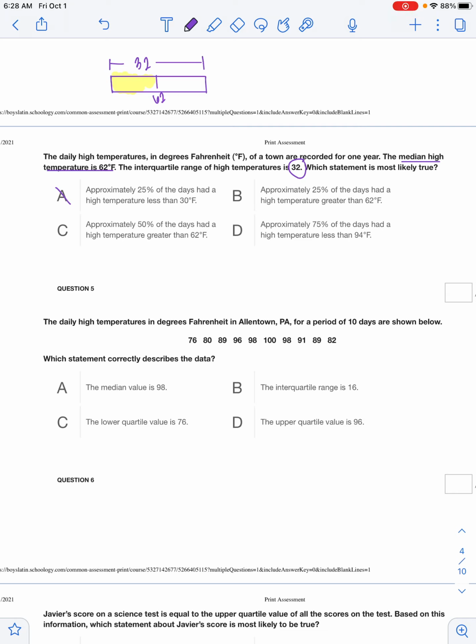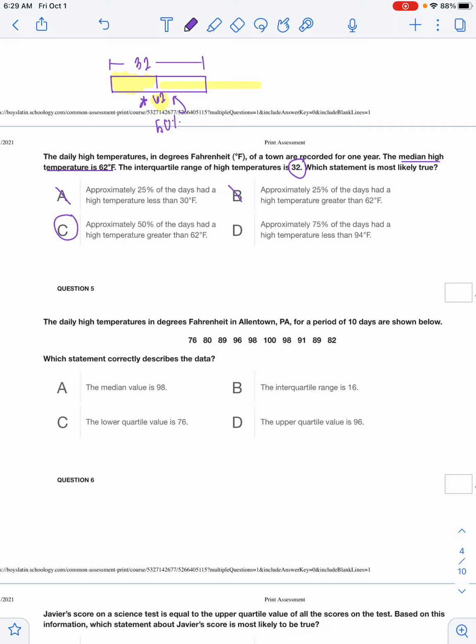B says 25% of the days had a high temperature greater than 62. Well, 62 is the median, so we know that there's way more than 25% of the data past the median because the median is the 50th percentile mark of the data, right? 62 is the 50th percentile. C says approximately 50% of the days had a high temperature greater than 62. Well, on first glance, C makes a lot of sense because, like I just said, 62 is the median, and we know that the median splits the data in half. So C looks good, but let's make sure that D is also incorrect.